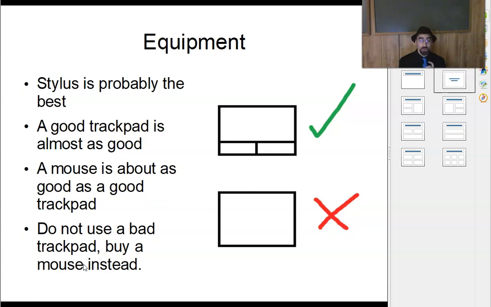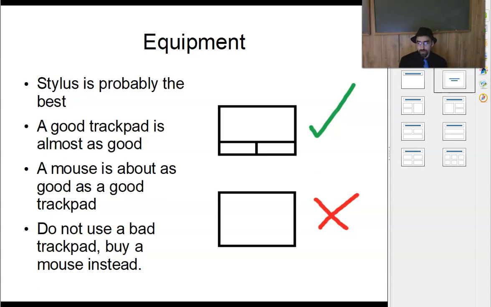Now, what do I mean by a good trackpad? If your trackpad looks like this, where you've got a large rectangle to move your finger around in and separate buttons for left and right clicking, that is a good trackpad. If your trackpad is just a large rectangle, that is a bad trackpad. You'll run into all sorts of issues when you're trying to click and drag, but the trackpad thinks that you're just clicking.